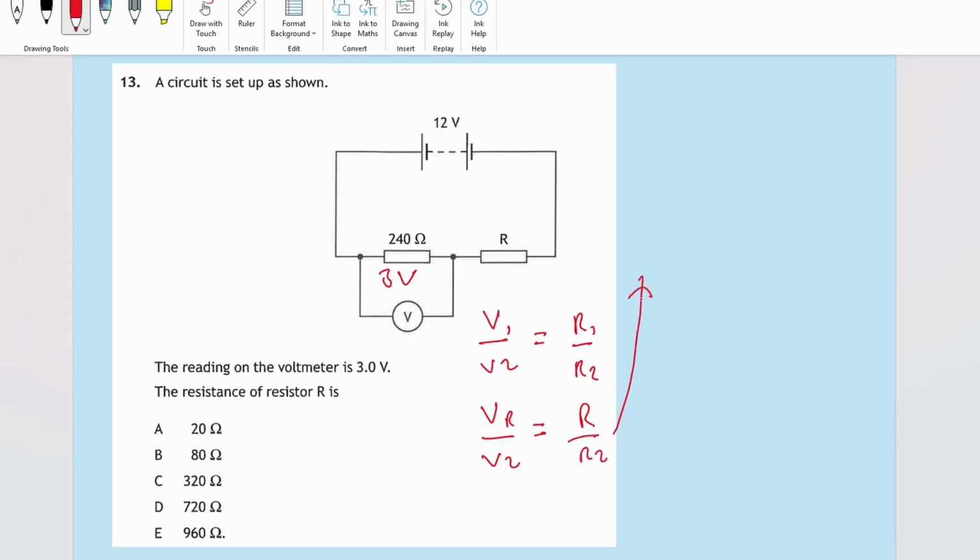So VR, if this is 3 volts and this is 12 volts as a total voltage, then this must be 9 volts. So VR is 9, V2 is 3, R is the thing we're looking for, and R2 is 240. So R is equal to 9 times 240 all over 3. So this means R must be 720 ohms. And this works out to be D.